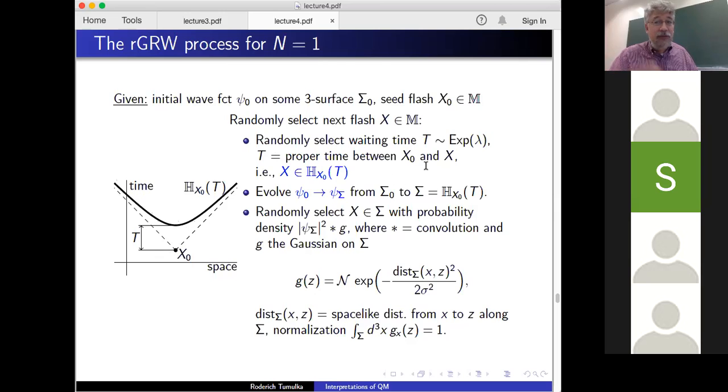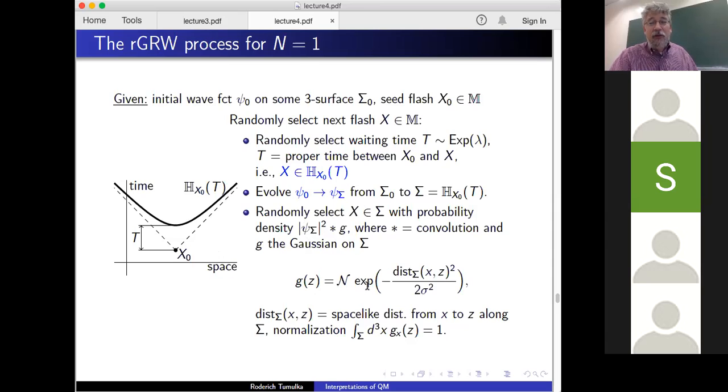Okay? If there are any questions, just interrupt me and ask. Now I will evolve my wave function unitarily from whichever initial surface to that surface, the hyperboloid. Okay, now on this hyperboloid, I will select a random point, x, with probability density given by psi sigma squared. Actually, not exactly psi sigma squared, but convolved with a Gaussian on sigma.